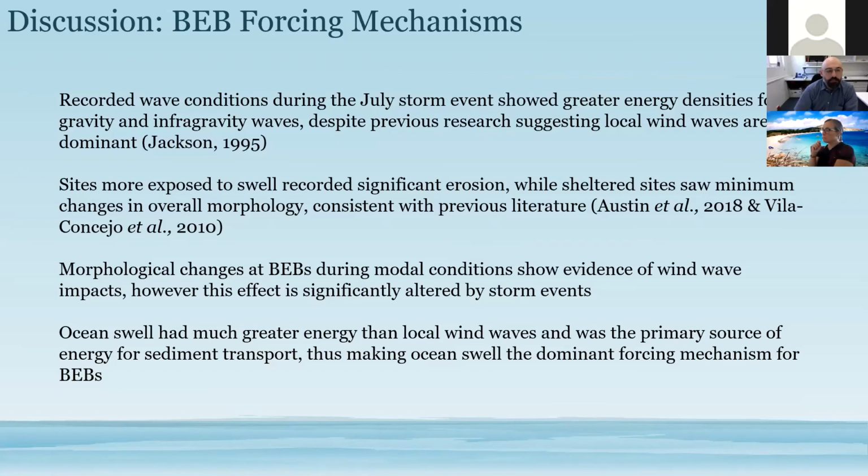This effect, however, is significantly altered by subsequent storm events, showing that BEB morphology is still dominated by ocean swell. The implication of this is that ocean swell has a much greater energy than local waves and is the primary source of energy for sediment transport, making ocean swell the dominant forcing mechanism for beaches and estuaries and bays.